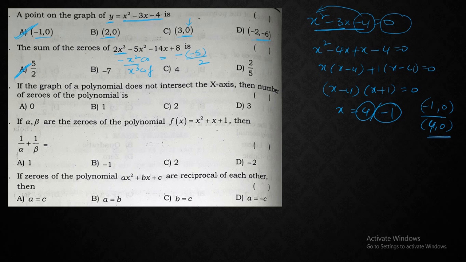So the answer is 5 by 2. If the graph of a polynomial does not intersect the x-axis, so already we have discussed, right? If it doesn't intersect the x-axis, then there are no zeros. So the number of zeros is equal to 0.